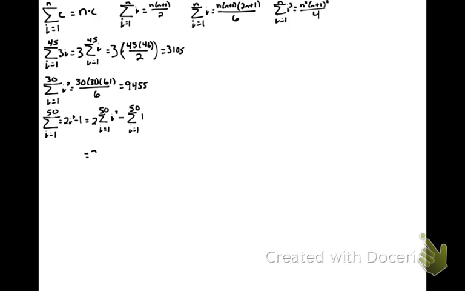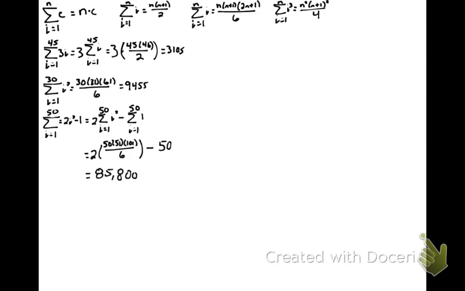Well, this first sum will be 2, and i squared, as we know, will be n, so 50 times 51 times 101, all divided by 6. And this will be minus 1 times 50, or just 50. When we simplify this, we end up with a sum of 85,800.